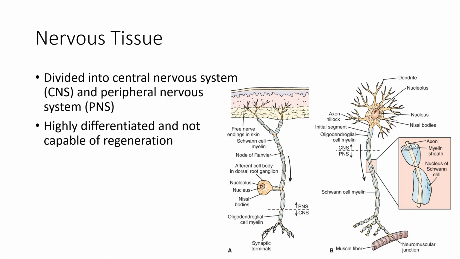Nervous tissue is divided into the central nervous system and the peripheral nervous system. Again, nervous tissue is highly differentiated, and these cells also do not regenerate.